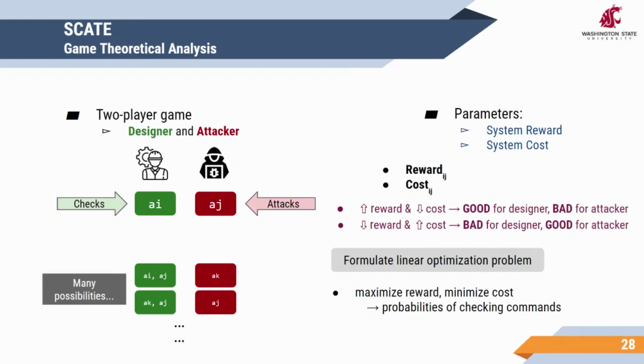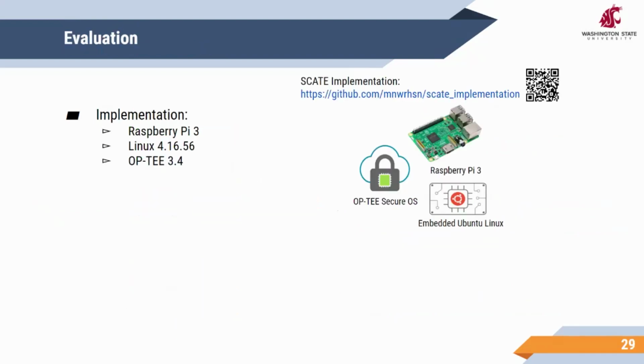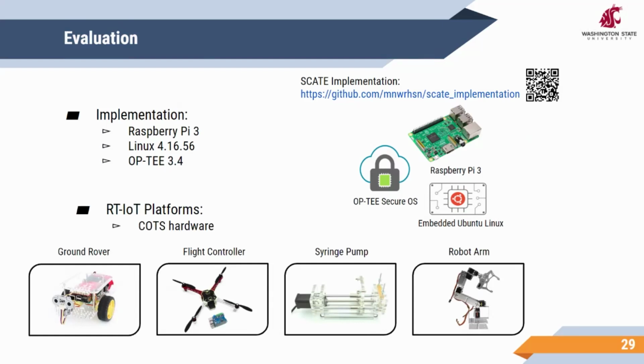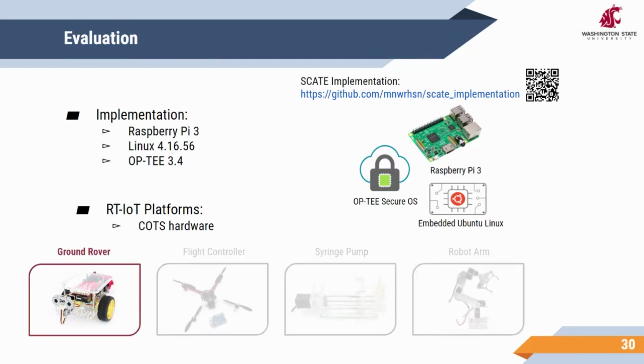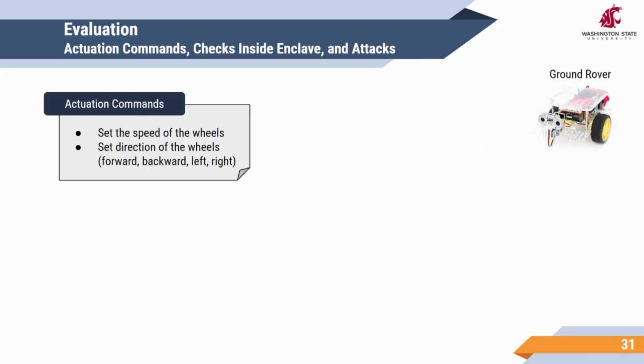I'm not going into the details of this math, but let me show some results. We tested this on a Raspberry Pi platform, and if you want to check how our implementation looks, you can go over this link. We tested on four different cyber-physical applications: a rover and a drone prototype, a medical application, a syringe pump, and also a robotic arm. For the interest of time, today I'll just talk about one result from the rover platform.